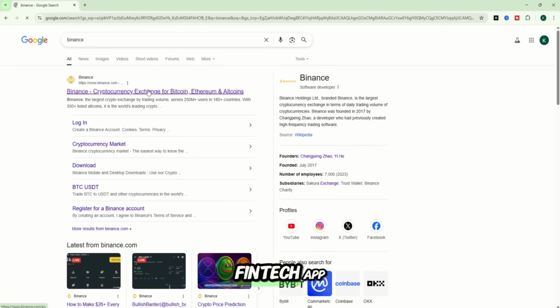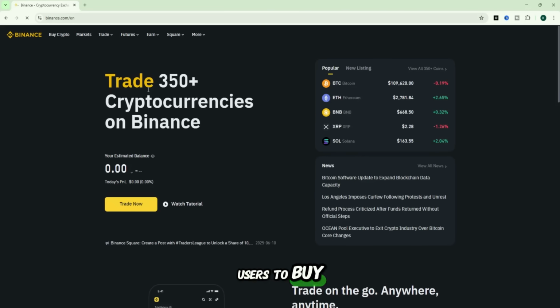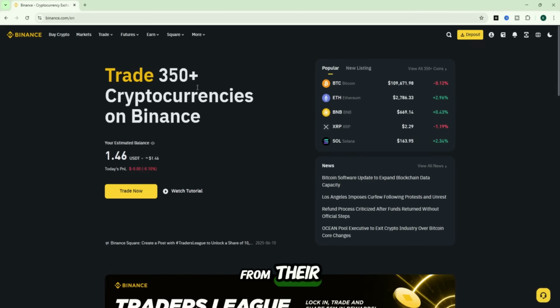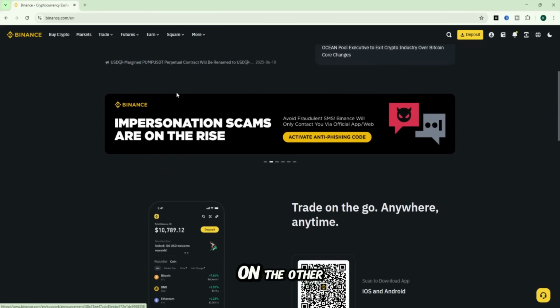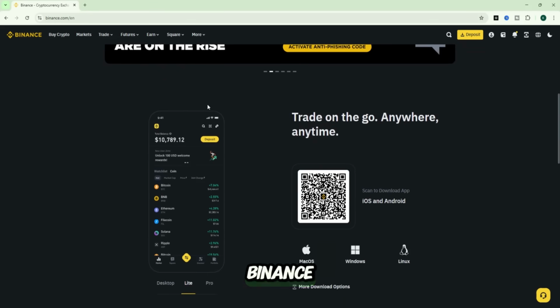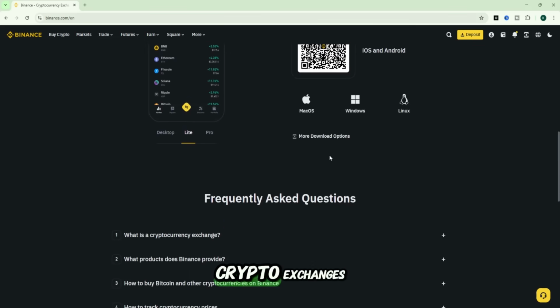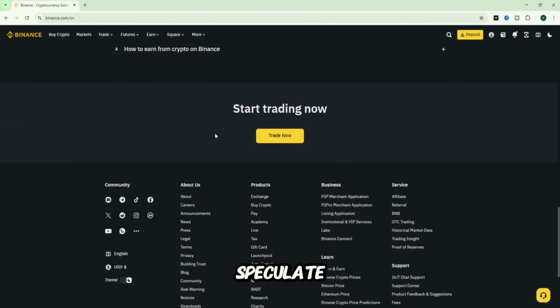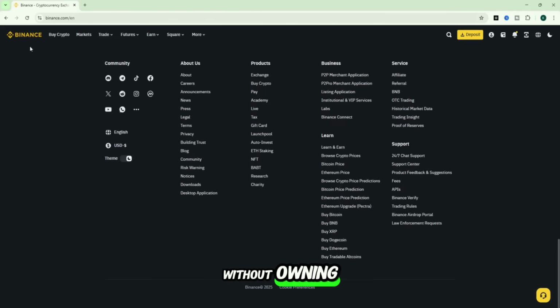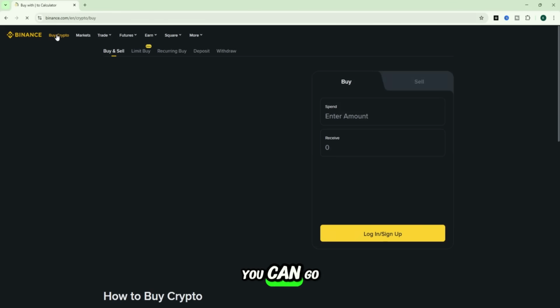Revolut is a popular fintech app that allows users to buy and sell cryptocurrencies directly from their phones. It's beginner-friendly and ideal for people who are just getting started. Binance Futures, on the other hand, is part of the Binance ecosystem, one of the largest crypto exchanges in the world. Futures trading allows you to speculate on the price of cryptocurrencies without owning the underlying assets. You can go long or short, and even use leverage to amplify your trades.